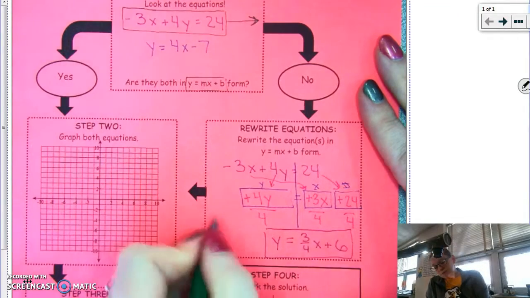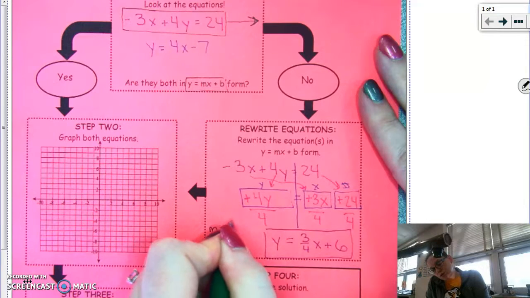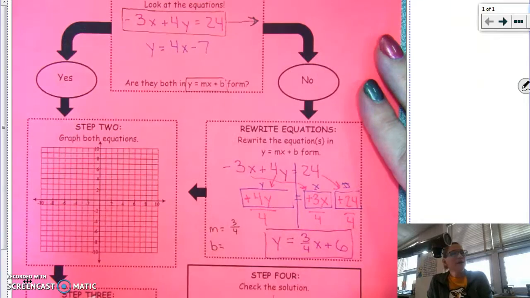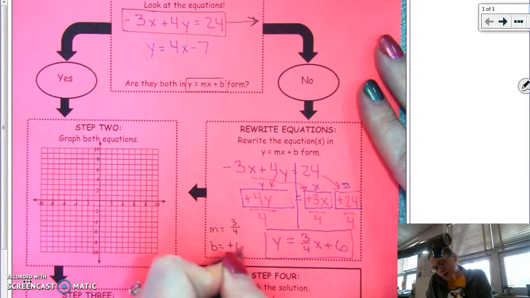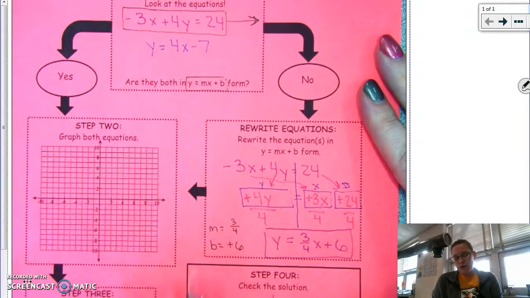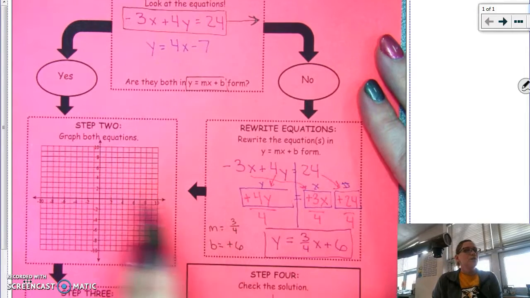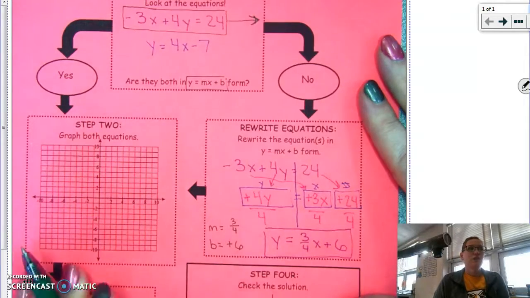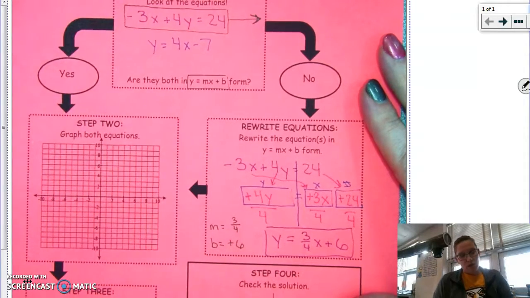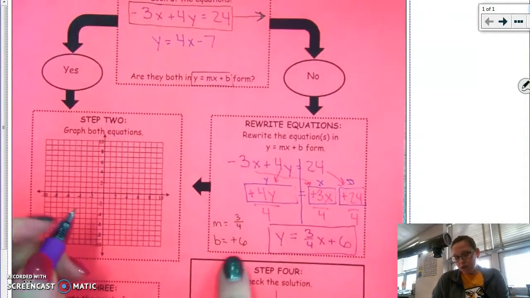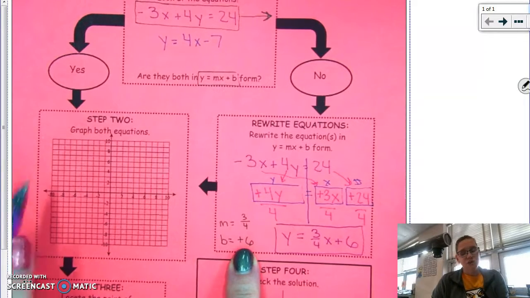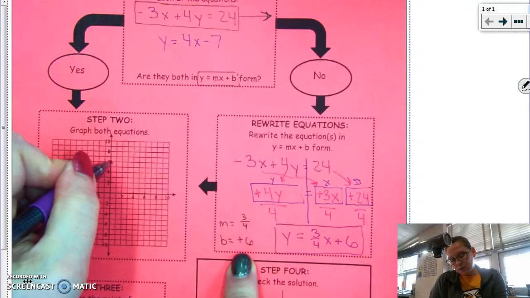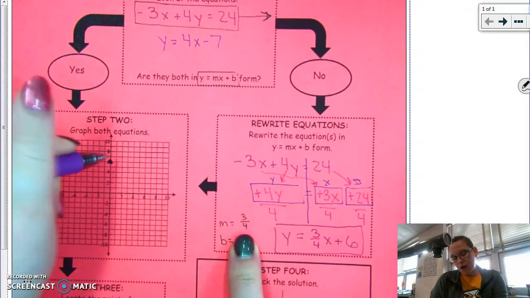My slope is 3/4, up 3/4, and my y-intercept, my starting point, is going to be positive 6. This is the information that's going to go to this next box to help me graph. So let's continue and graph this equation. I am going to start at the y-intercept, which is 6. Here's my y-axis. Find the 6 right there, and I'm going to go up 3.